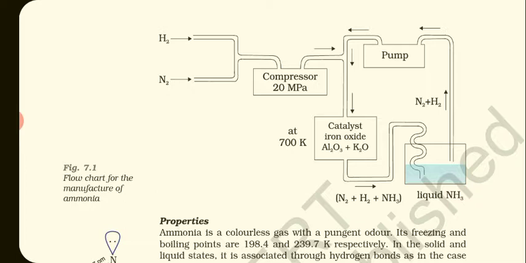Here we get a mixture of gases like N2, H2 plus NH3. Then this gaseous mixture is passed through a condenser where liquid NH3 is formed, and the residual gases like N2 and H2 are again sucked by the pump, and that pump sends them again to the catalyst.